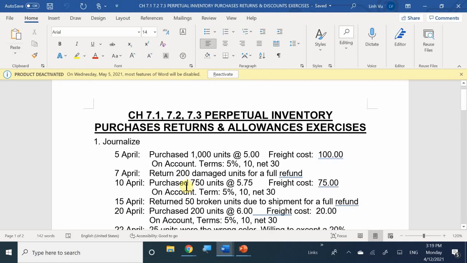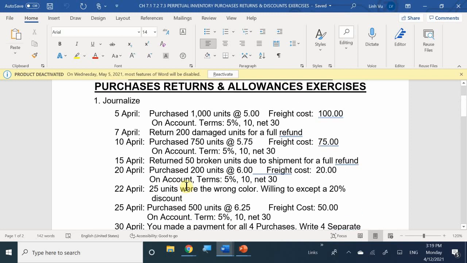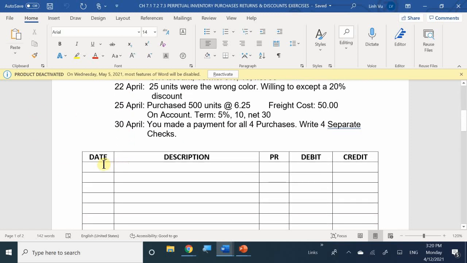Journalize. So here's a list of transactions that we have. First things first, what happened on April 5th? We purchased 1,000 units at $5. Freight cost at 100. On account with terms being 5%, 10 net 30.